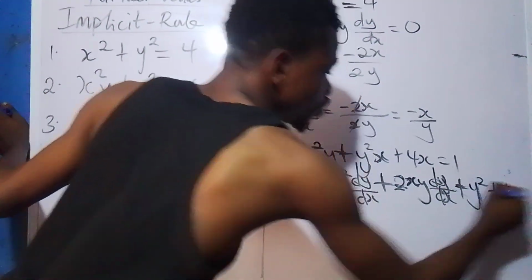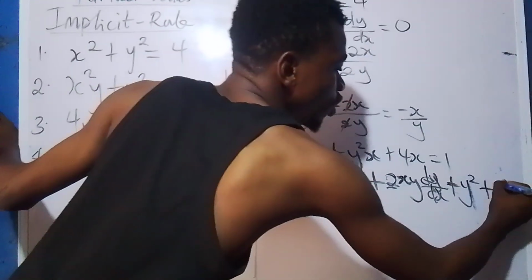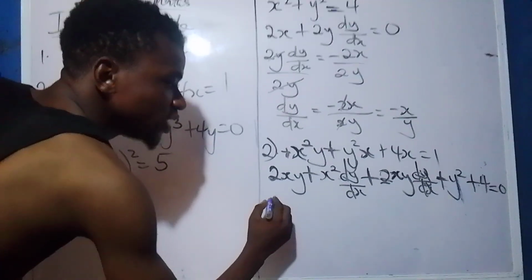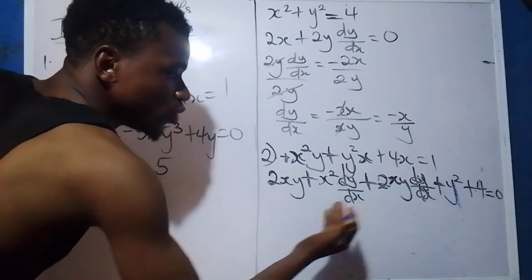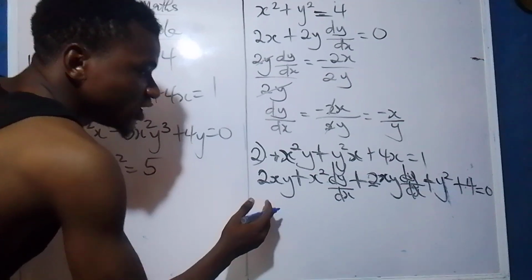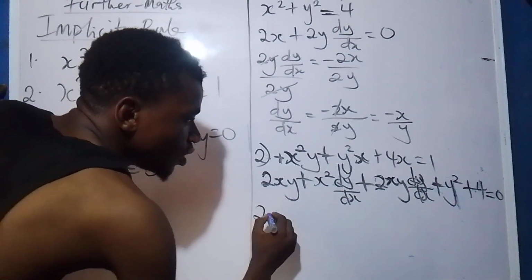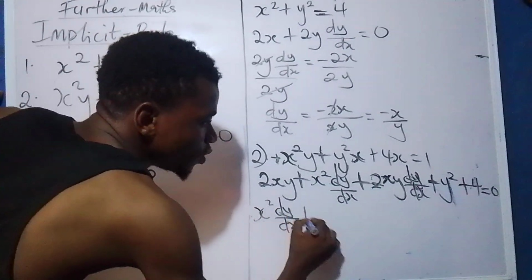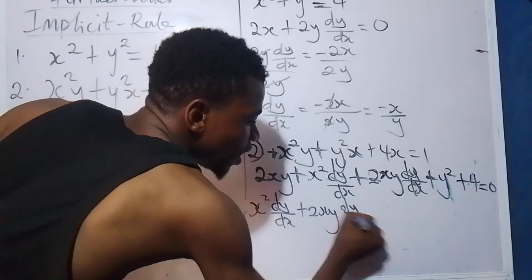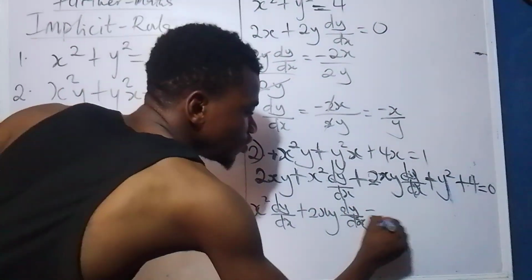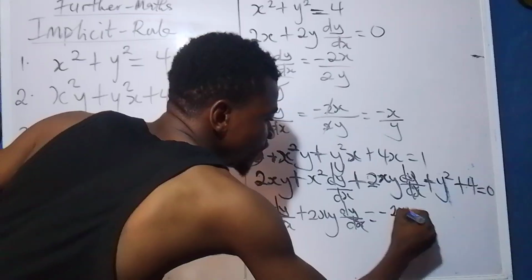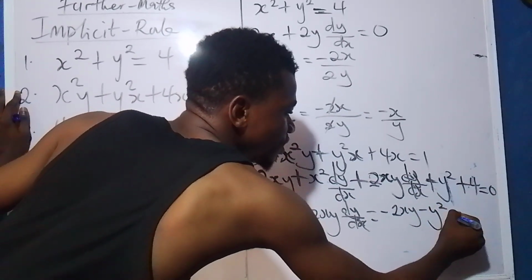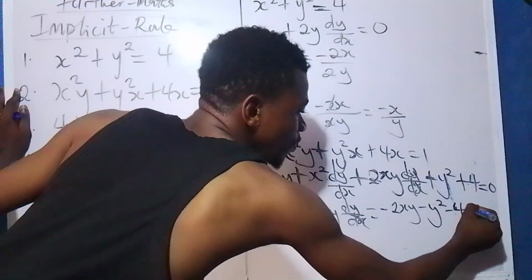So then plus, differentiation of 4x will give us just 4, equals to differentiation of the constant, which is 0. So now I will bring all the values with dy over dx to the left hand side, the ones without dy over dx to the right hand side. That will be x squared dy over dx plus 2xy dy over dx. Then I will transfer the rest to the other side. That will be minus 2xy, minus y squared, then minus 4. So that's it.